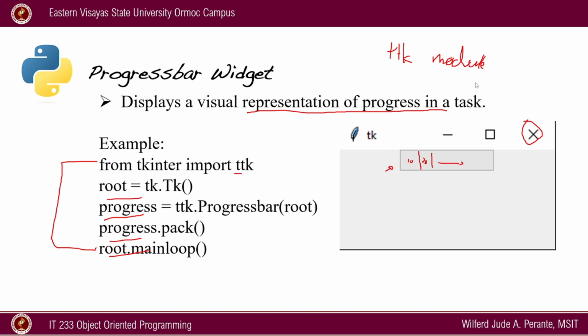So the progress bar widget is useful in providing feedback on tasks that take time, such as file downloads, installation, or some lengthy computation. So this is the output for this code.